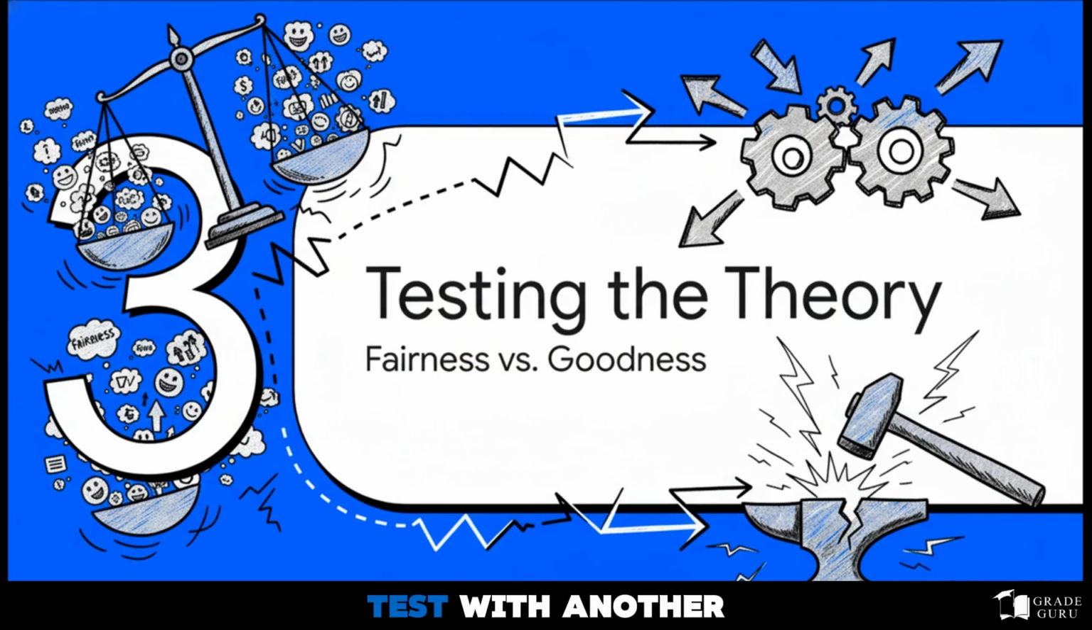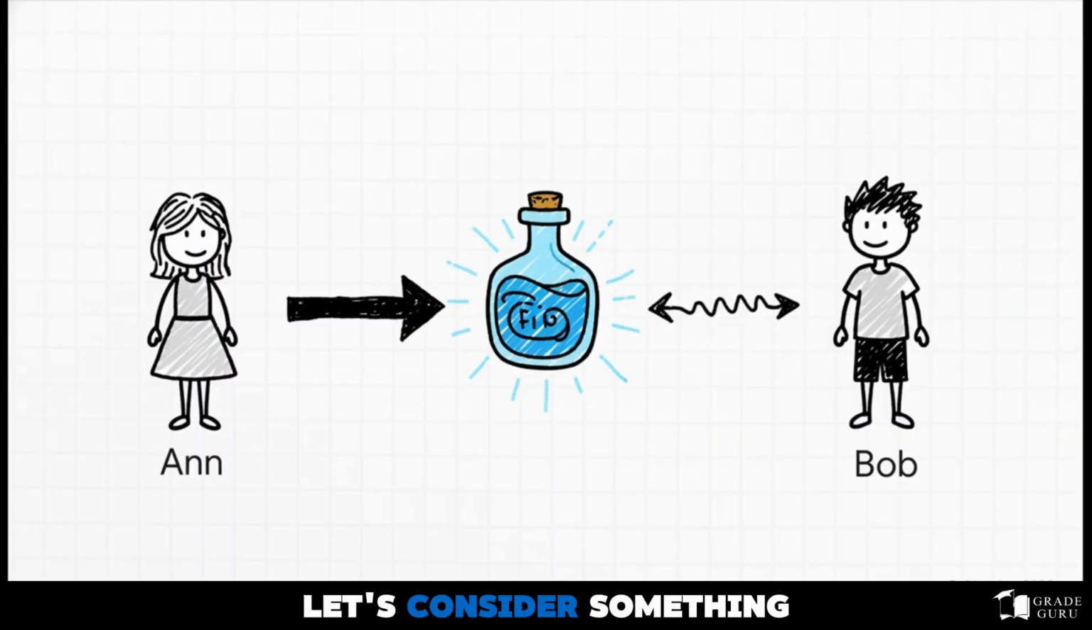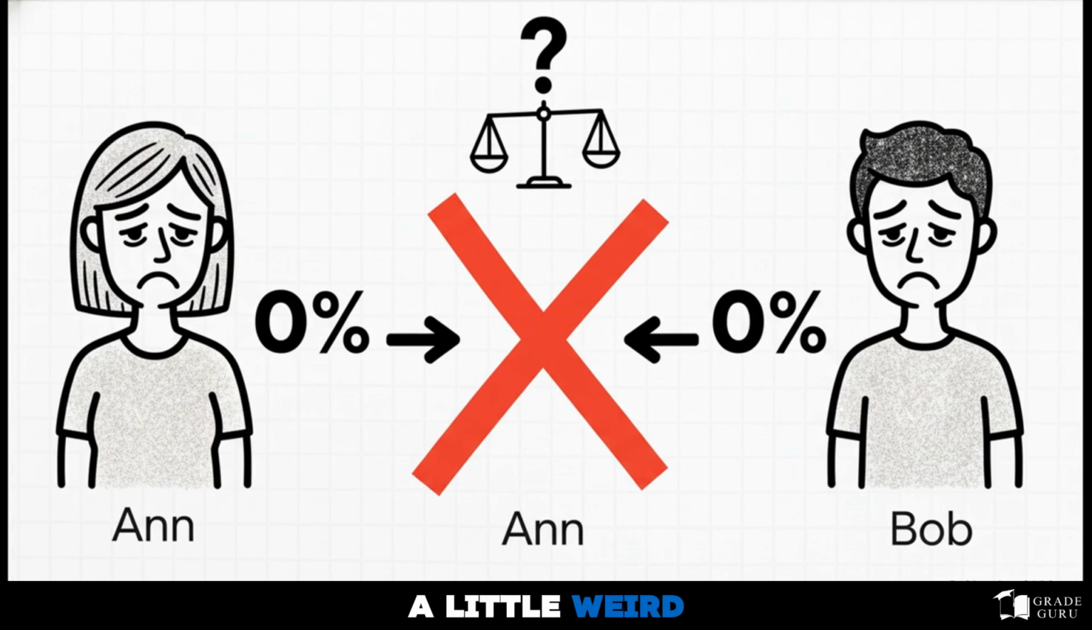Let's put the theory to the test with another case. Let's consider something called the Frio case. It involves some kind of scarce resource, and the important detail here is that Anne has a stronger claim to it than Bob does. Now, this is where it gets a little weird. If we strictly apply Broome's rule of proportionality, one perfectly fair option is to give the resource to nobody. I know, it sounds crazy, but think about it. Both Anne's and Bob's claims are satisfied equally at 0%. It's technically a fair outcome, but it's obviously the worst possible result for everyone's well-being.